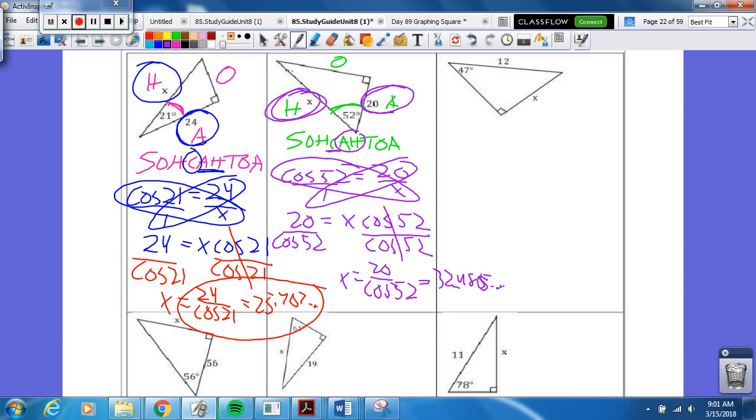There you go. So now you have a bunch of other ones you have to practice. So you got this one, this one, this one, this one. Go ahead and practice and check your answers. Raise your hand if you have any questions. Great job.